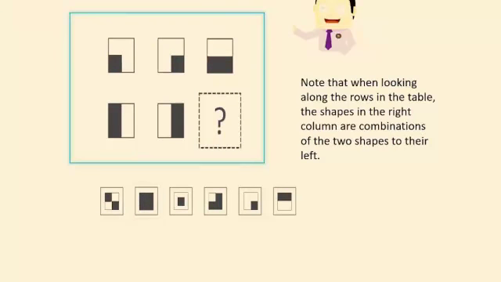Note that when looking along the rows in the table, the shapes in the right column are combinations of the two shapes to their left.